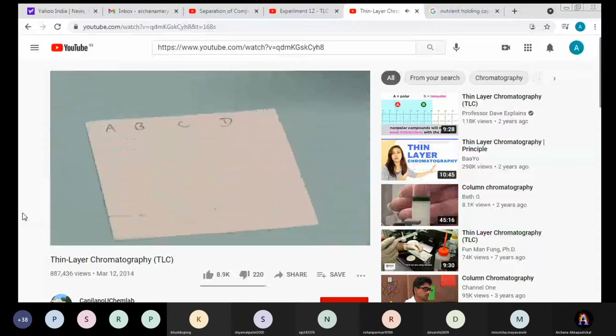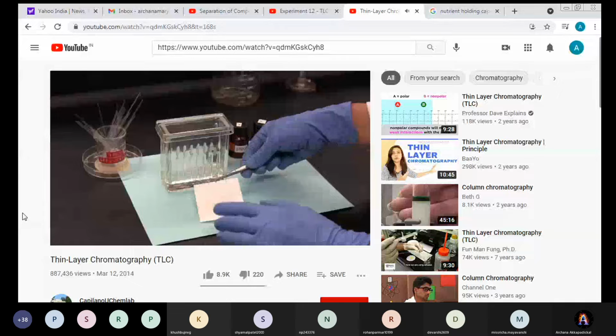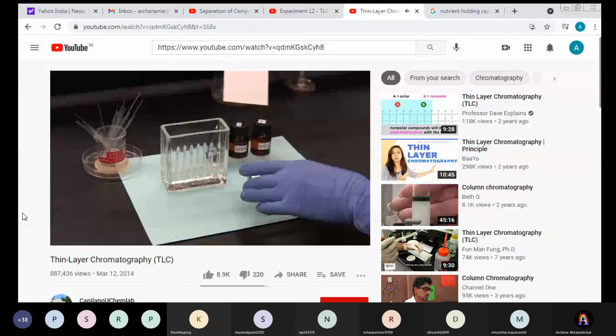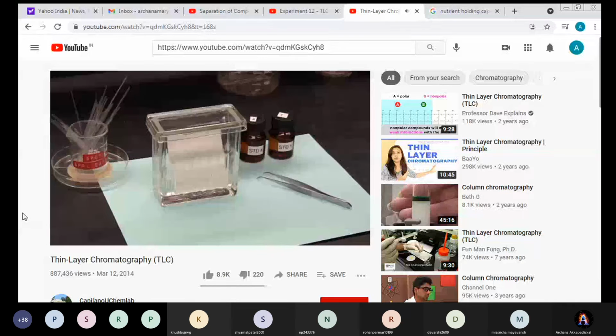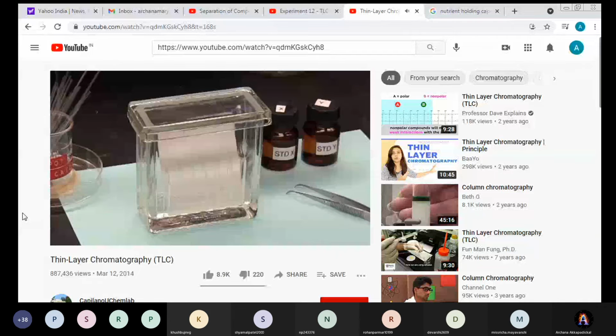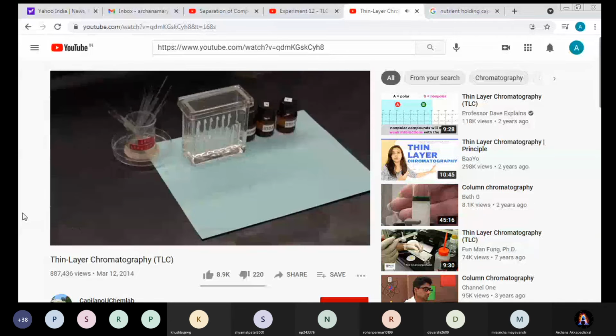The properties of the silica and the properties of a solvent are used to draw the components up the plate. Differences in the properties of the components in the mixture mean that each component will travel up the plate at a different rate, and this causes a separation. The separated components can be identified by comparing how far they travel along the plate relative to reference material, also known as standards. Let's take a closer look.